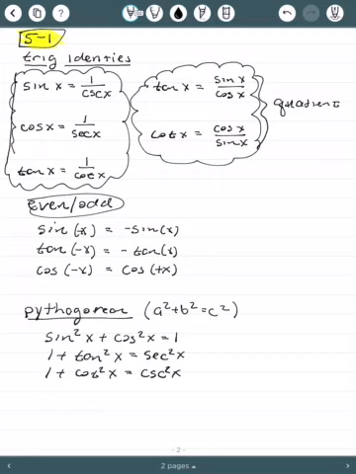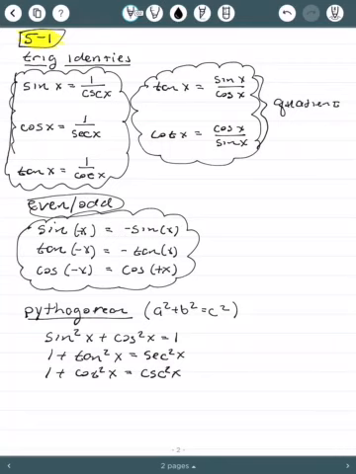These should not be new. We have our even and odd. You need to remember that sine and tangent are even. Okay, so that these are even. No, correction. I was wrong. Those are odd. And that cosine is an even.